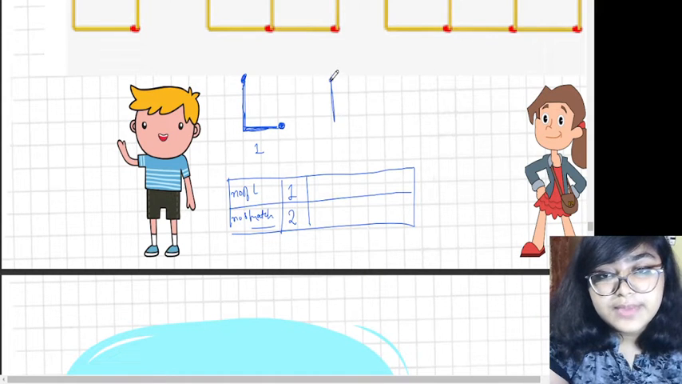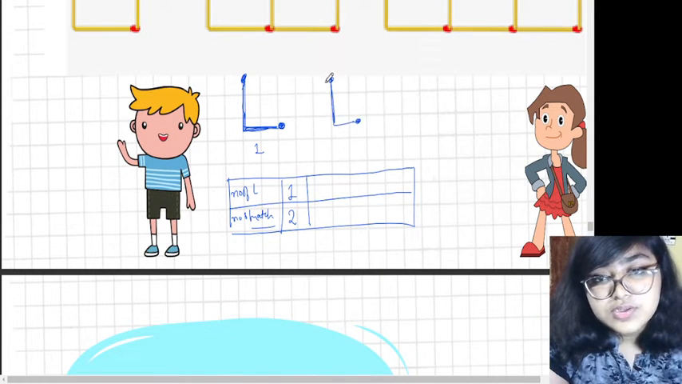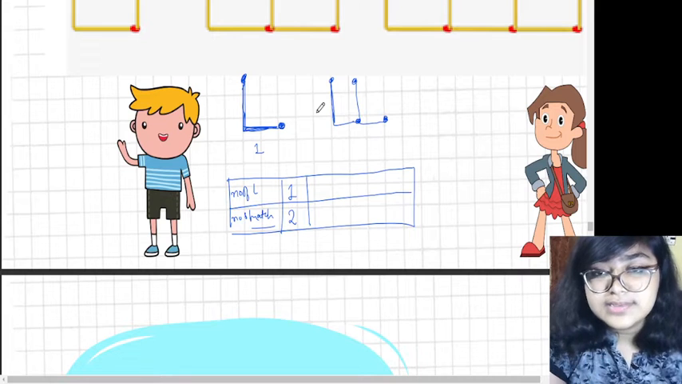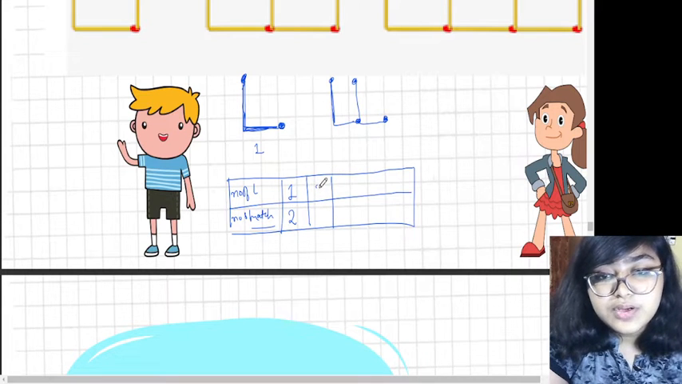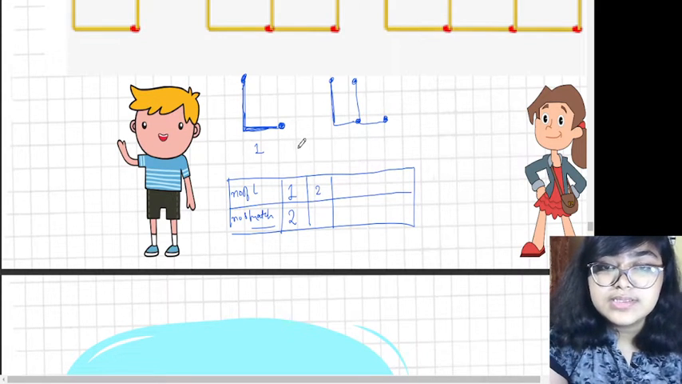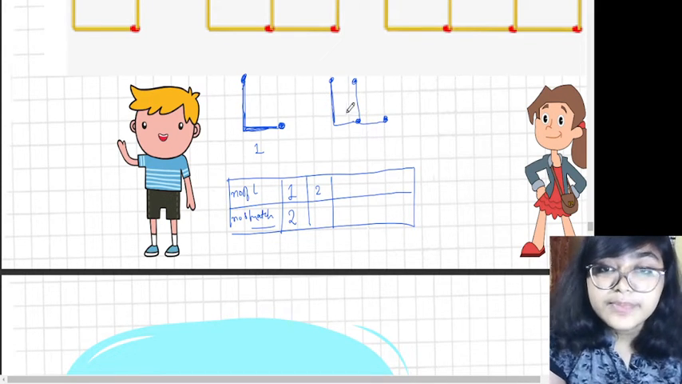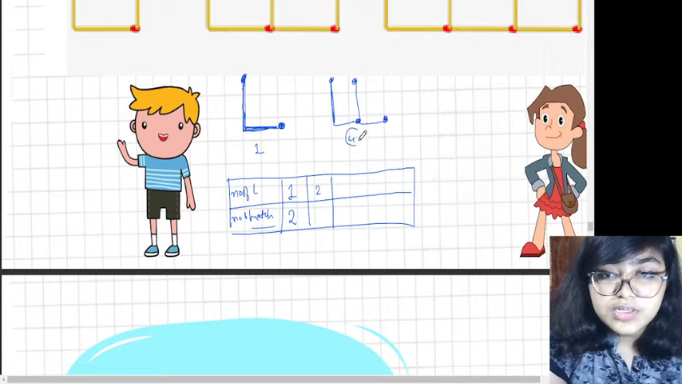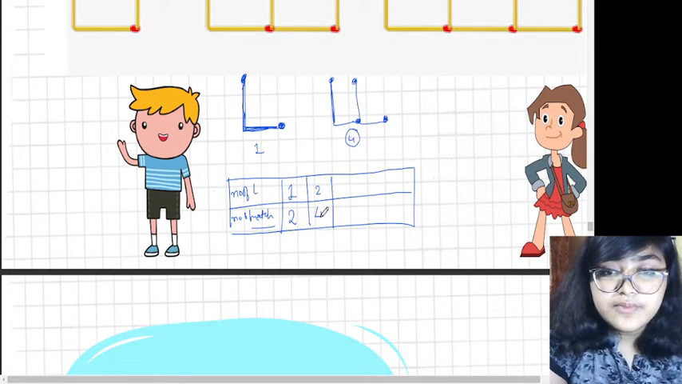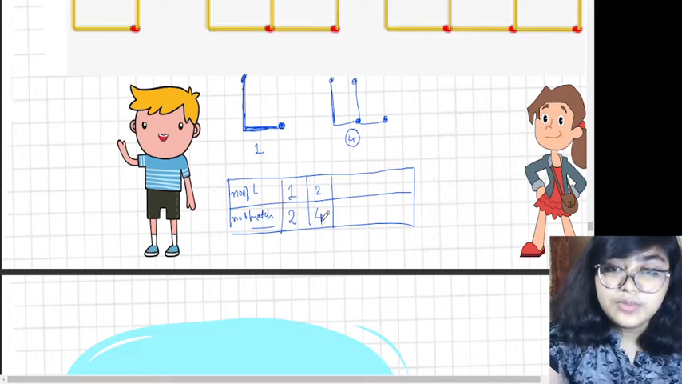Now if I tell you to continue making Ls, in the second figure you will make 2 Ls. This is 1 L, and for making 2 Ls you will add how many? 2 extra matchsticks. So you have 2 Ls and you have added 2, and 2 which you added earlier. So there are 4 total matchsticks required to make 2 Ls.